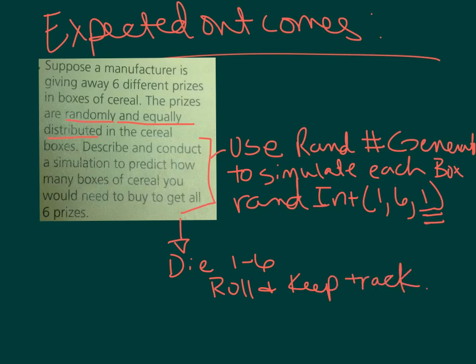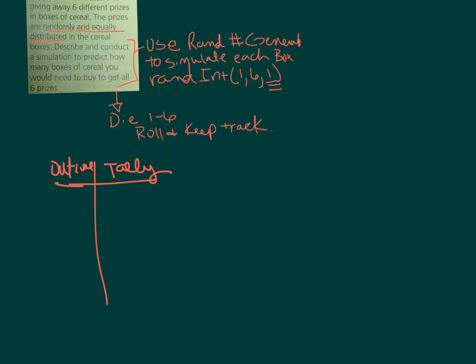I'm going to show you what I mean by keeping track. I'm just going to go the traditional route and roll a die. All of my total outcomes would be 1 through 6, and each roll of the die is going to simulate a box. I just rolled a 2, so I'm going to keep a tally. So I got prize number 2. Roll it again, it came up a 6. Roll it again, it came up a 4.